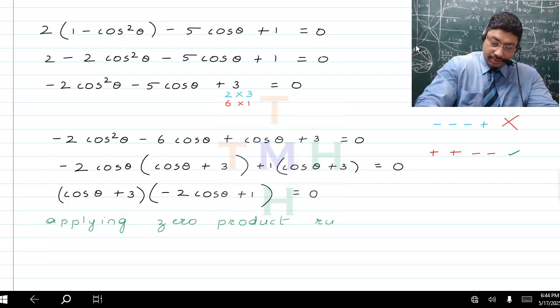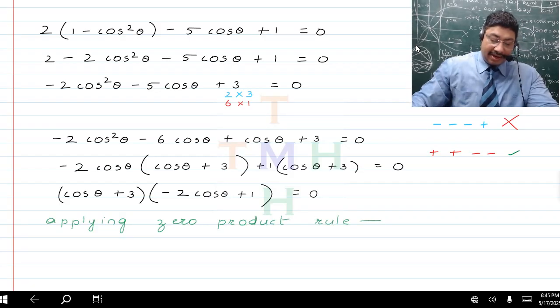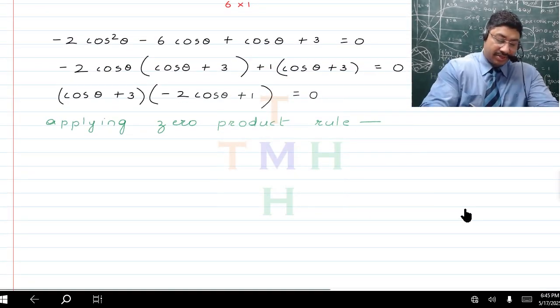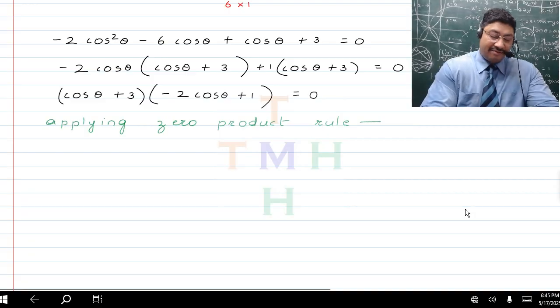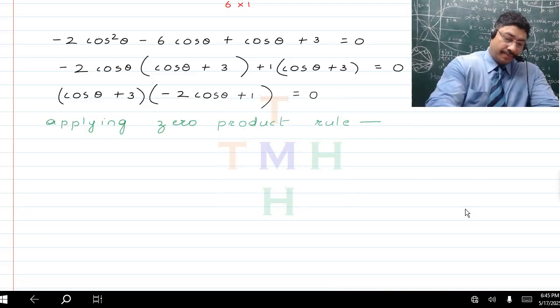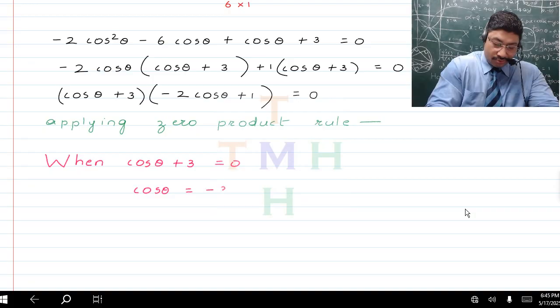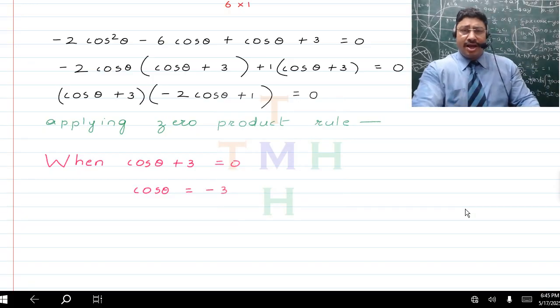And when that is applied, children, you know this, that once we will have cos theta plus 3 to be equal to 0, and at the other time we will have minus 2 cos theta plus 1 to be equal to 0. So here, children, we can say that when we have this cos theta plus 3 to be equal to 0, we will get the value of cos theta to be equal to minus 3, right? Now, what value of theta corresponds to this? Who can answer this to me in the class?